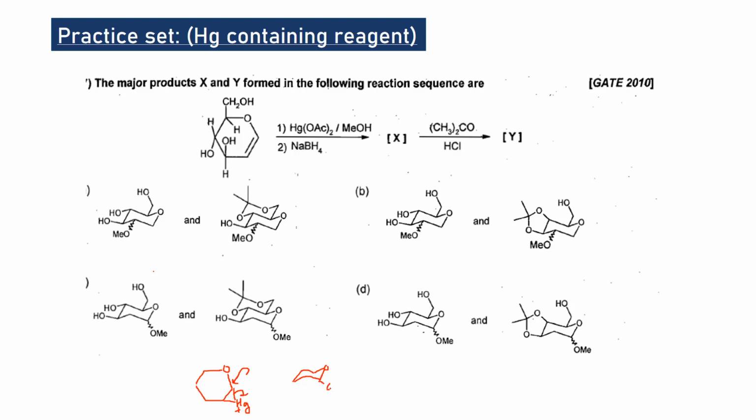an OMe bond here, and NaBH4 is added which will replace this mercury bond with a hydrogen bond. So the correct option will be between C or D. So A and B are already cut.